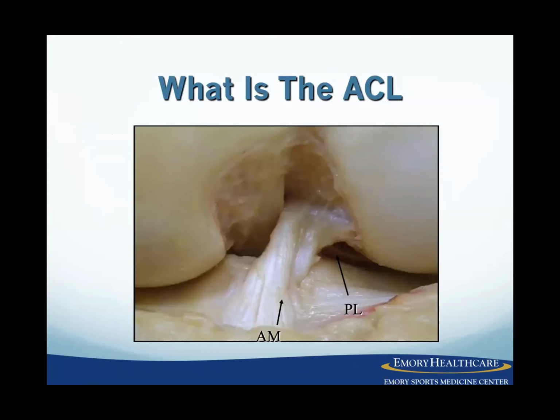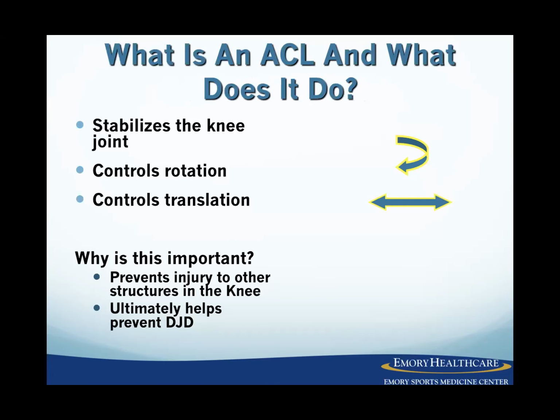So what is the ACL? The ACL, as I tell my patients, is the rubber band that goes between the upper lateral aspect of your femur and the lower, anterior aspect of your tibia. And you can see it there with this nice dissection. You see it a little differently when you're looking at MRIs, but this is what it looks like. What does it do? It stabilizes the joint. And the most important thing to realize is that it controls rotation of the knee joint, and translation.